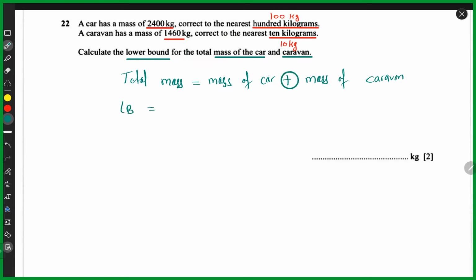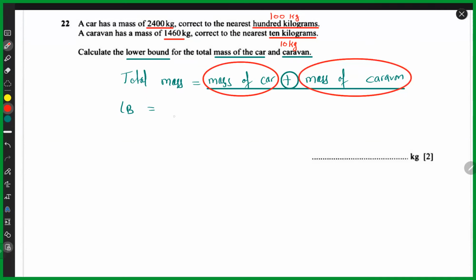Think about it logically. When would you get the lower bound of this quantity? It's very simple. You would get the lower bound of this quantity once you have the lower bound of this quantity and once you have the lower bound of this quantity. Okay. So lower bound for the car mass and lower bound for the caravan mass. Now we know that we need to find the lower bounds for the mass of car and for the caravan mass. Okay. Lower bound is basically original, that is 2400 minus error.